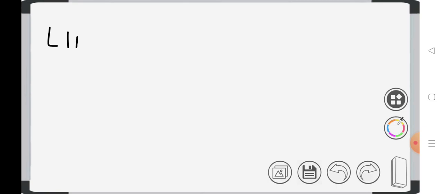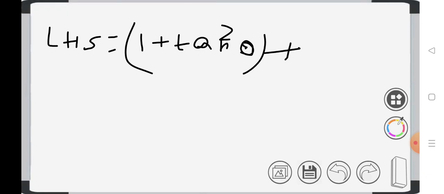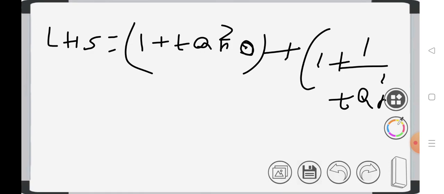LHS is equal to 1 plus tan square theta, plus 1 plus 1 by tan square theta. Now here 1 by tan square theta means it is cot square theta. You can write that one as cot square theta. So if you write it in that way, what will it become?